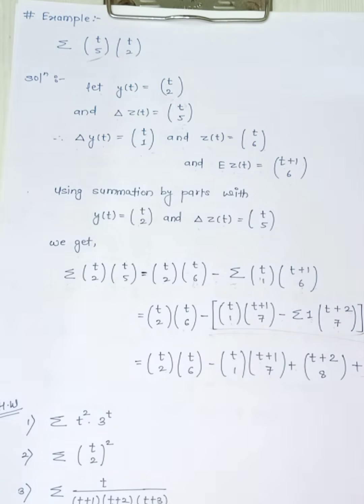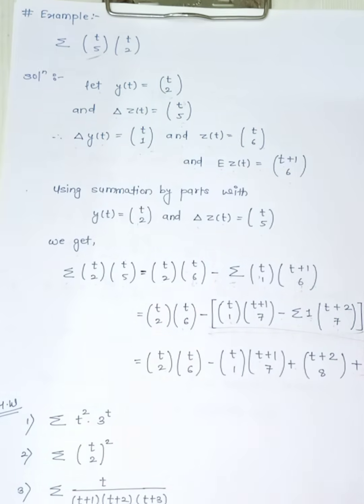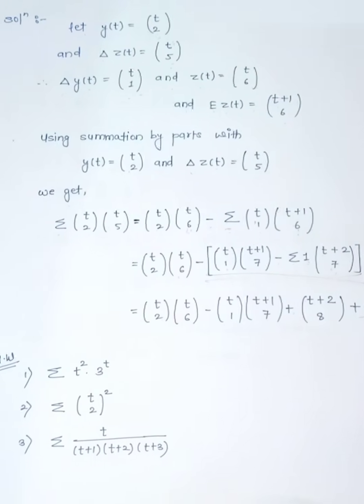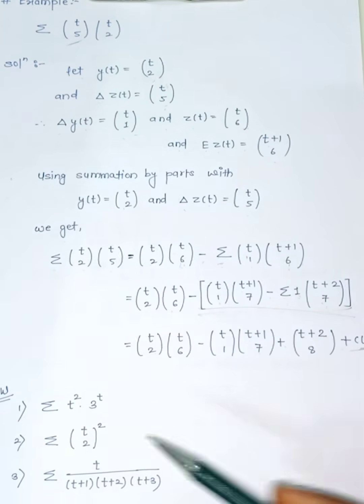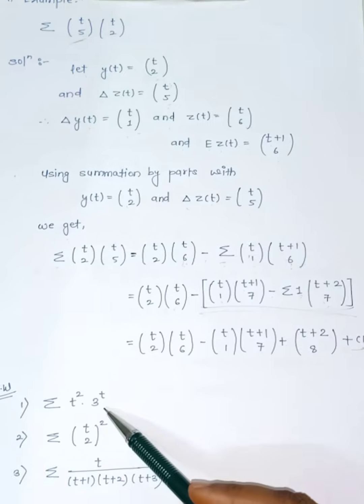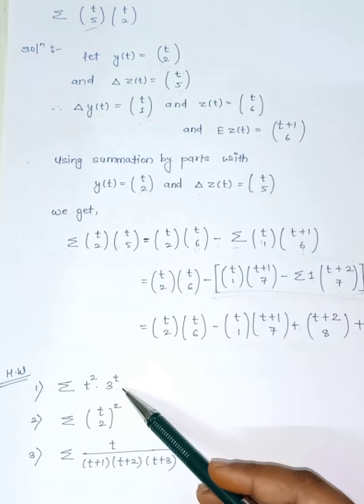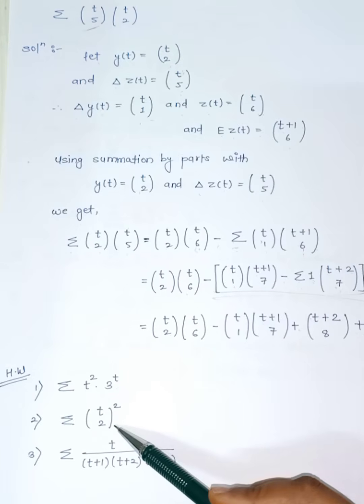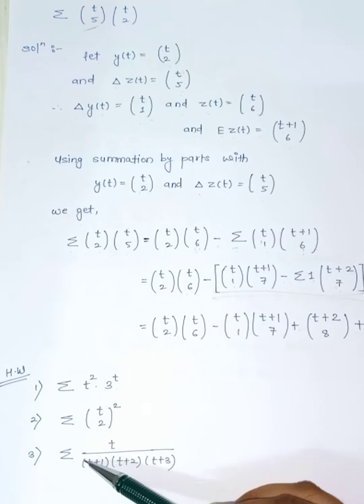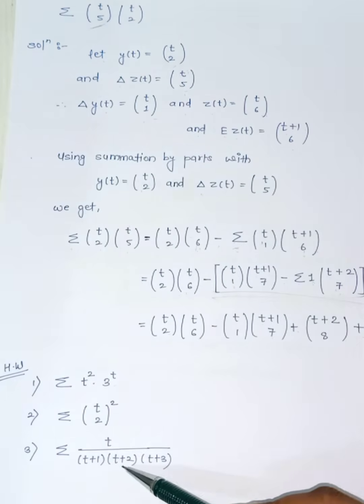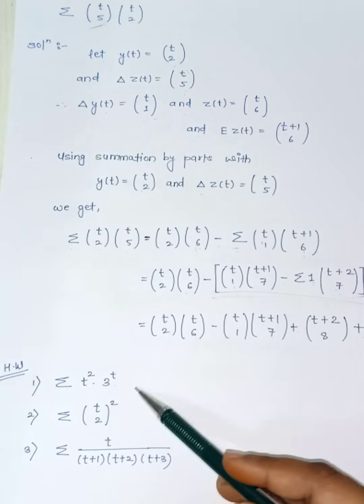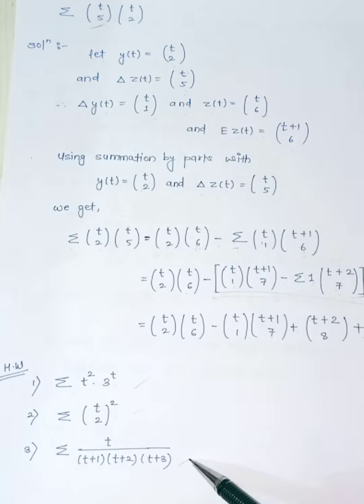Okay, now you have some homework to do. First is summation over t to the power 2 into 3 to the power t. Second one is summation over tc2 square, and the third one is t upon t plus 1, t plus 2 and t plus 3. So these three examples you have to do in your homework.